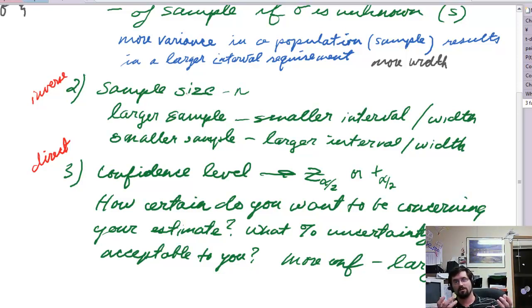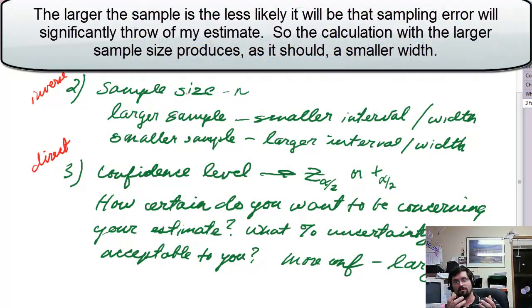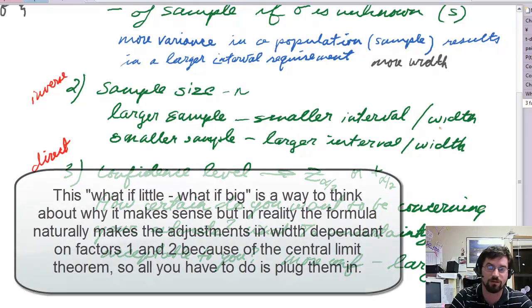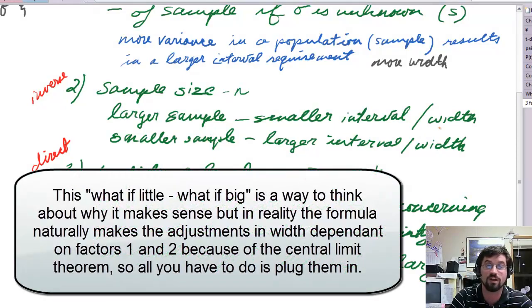But the larger the sample is, the less likely it is that due to sampling error, my estimate will be way off what it actually should be. So there's an inverse relationship here. Okay, the larger the sample, the smaller the interval or width you need, because you can be more confident about your estimation. So you don't have to add and subtract as much. The smaller the sample, the larger the interval you need.